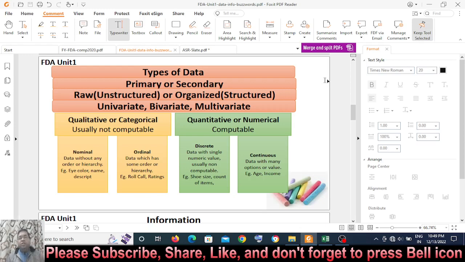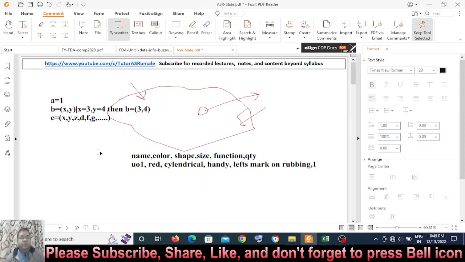Now qualitative or categorical data is of two types. One is called nominal data, another is called ordinal data. Take an example. Suppose you are in a classroom known as division A. The roll numbers are given like A1, A2, A3, A4. They are not computable. You can't say that A1 plus A2 equals A3. Not possible. But they are in order. So whenever you have such an order, we call that categorical data ordinal data.